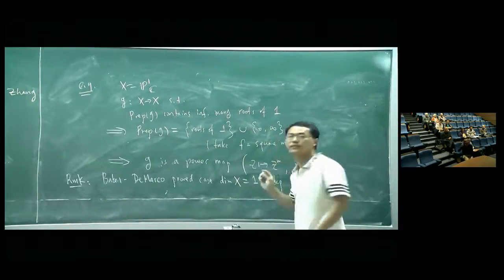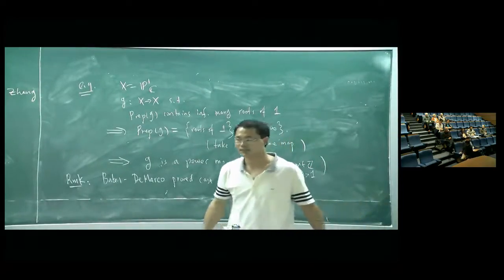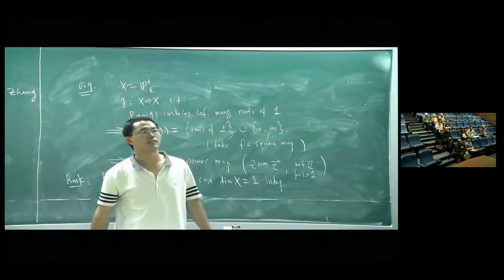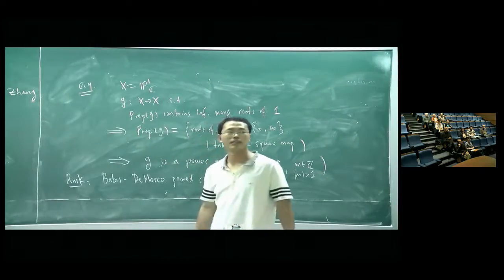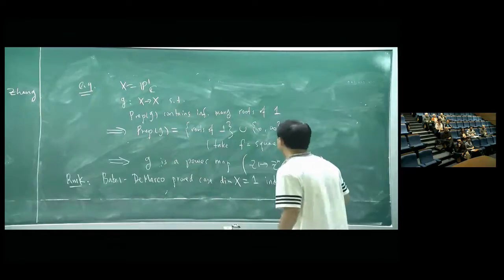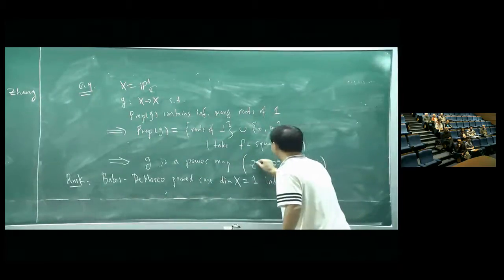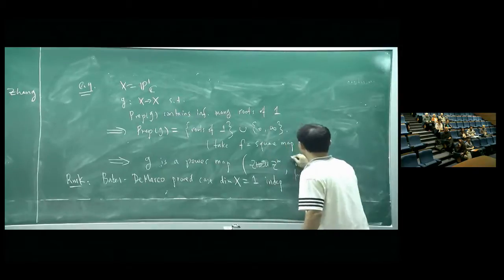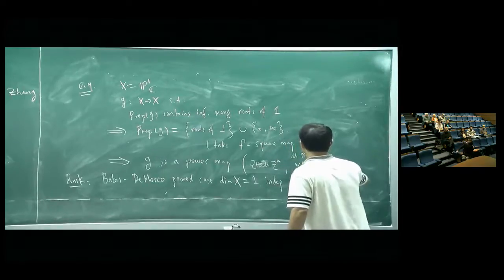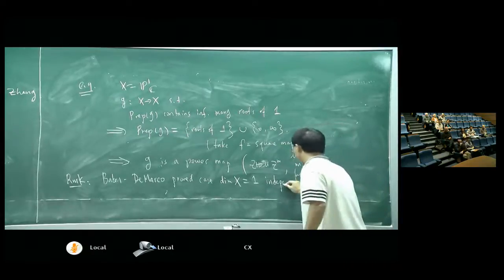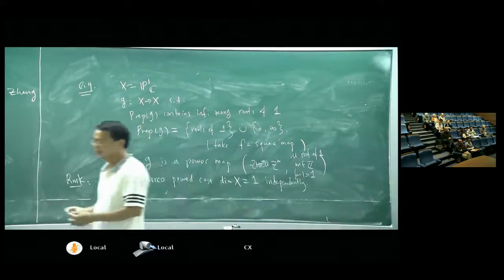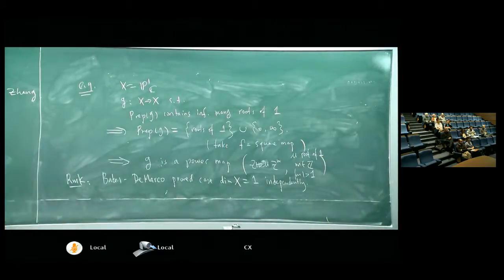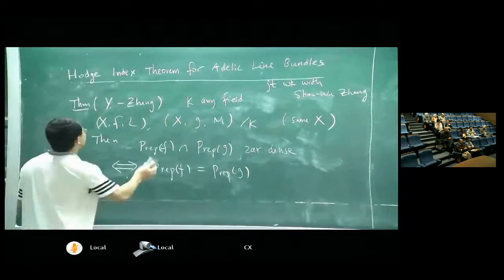Question from Paris. Yes, please. Yes, so what you can put, instead of the power map, take maybe the power map, introduce a coefficient which is a root of unity. Is it? Oh, yes, sorry. Yeah. Thank you. We do need this coefficient. Use the root of one. So this is the first part.